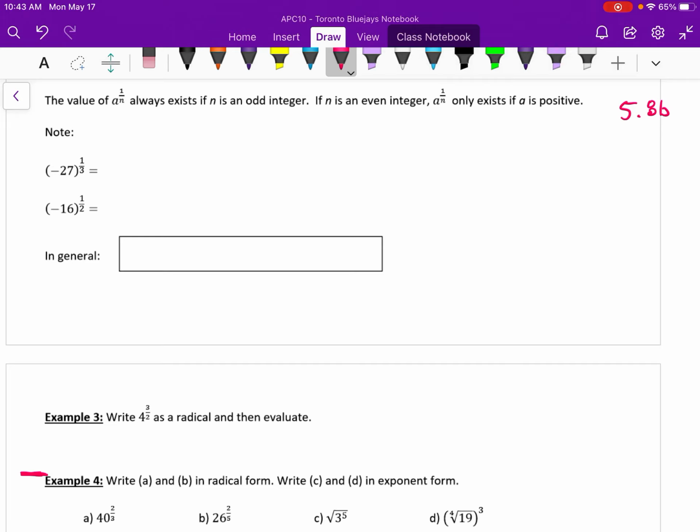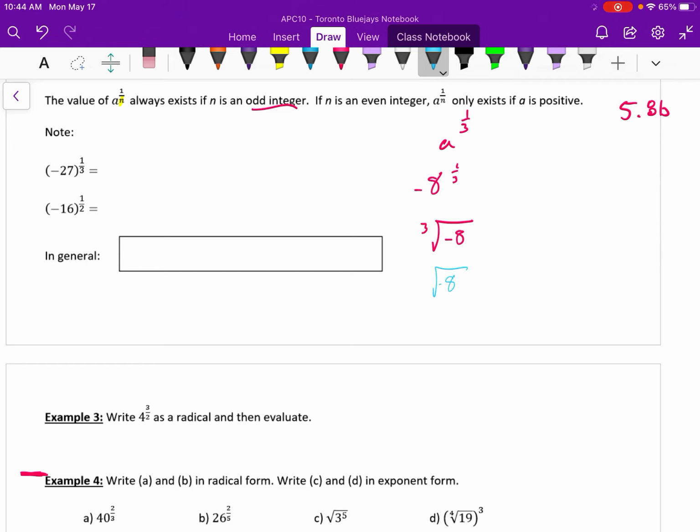So now let us suppose n is odd. I'm going to make up a number, so a to the power of 1/3. Now when our denominator is an odd number, a will always exist. For example, if I do -8 to the power of 1/3, I can quickly change this to the radical form. What's the cube root of -8? Well, it's going to be -2. And the same is true if it's positive.